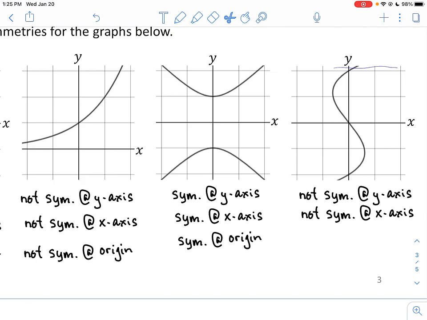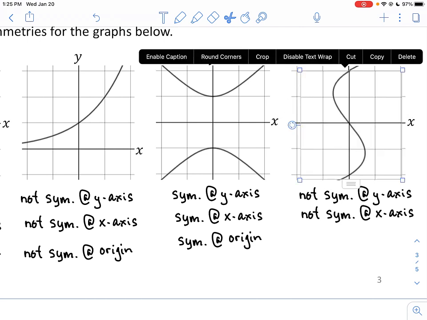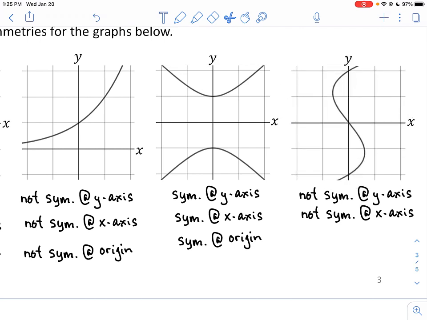And finally, the last one. So there's the original. I'm going to rotate it 180 degrees around the origin. And notice it produces the same image we started with. So this one does have symmetry about the origin.